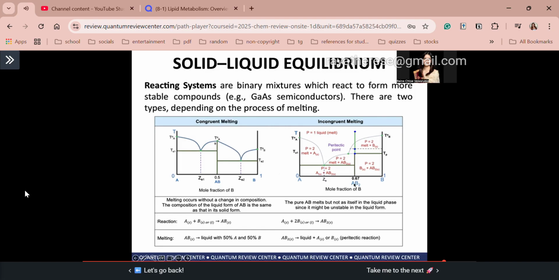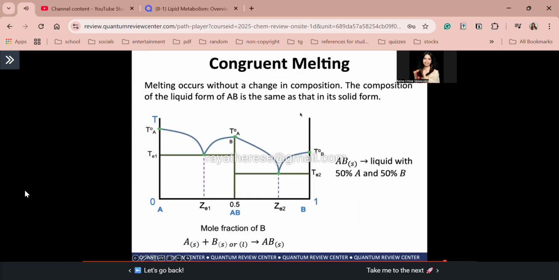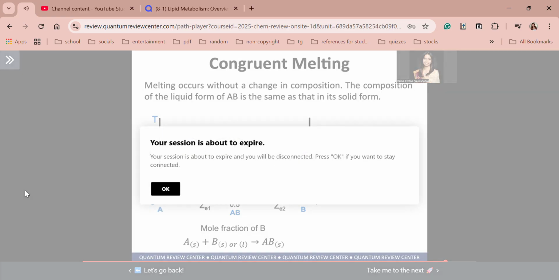Here, the pure AB will melt, but not as itself in the liquid phase. It might be unstable in its liquid form. So let's differentiate. First, we have the congruent melting. Again, the melting occurs without a change in the composition. The composition of the liquid form of AB is the same as that in its solid form. That's why it is still AB. It is a liquid with 50% A and 50% B. Meaning, guys, if your solid is 50% A and 50% B, if it melts, it still has 50% A and 50% B as a liquid. Again, recall this, you should memorize the phase diagram for congruent melting.